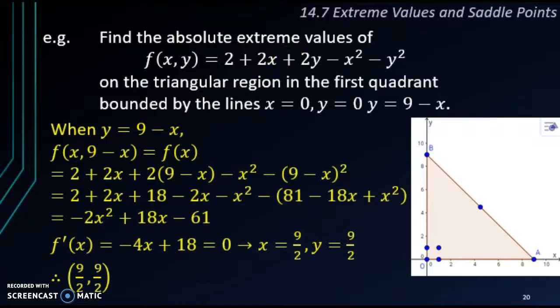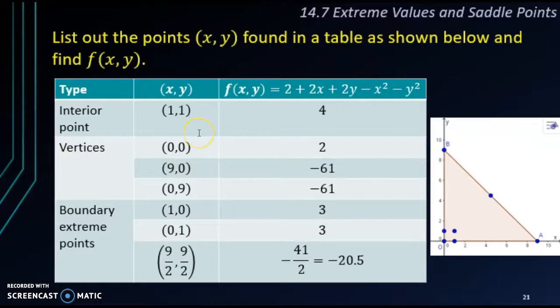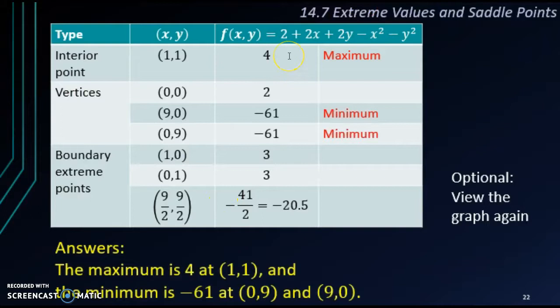And then, let's take a look at the points that we have found. So the interior point is 1, 1, 1 point. And the vertices, we have 3 points. And then the other boundary extreme points, we have another 3 points. So altogether, we have 7 points. And substitute the points into the function, we get all these values. And then by comparing all these values, we find that 4 is the maximum value, and negative 61 is the minimum value, which occurs at 2 points here.